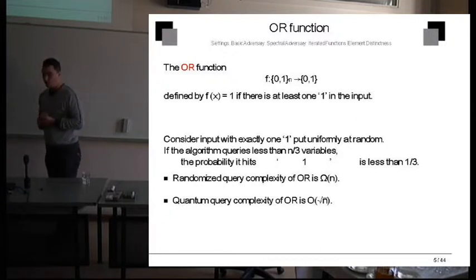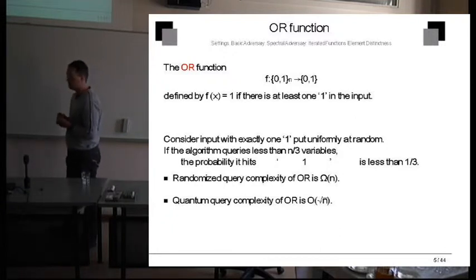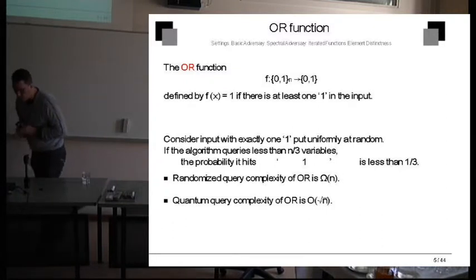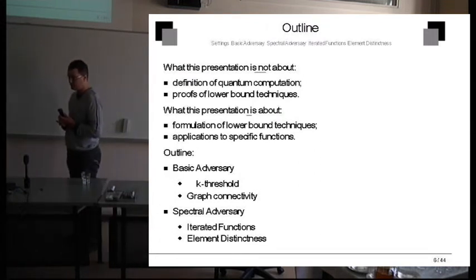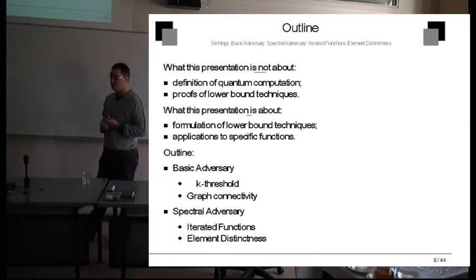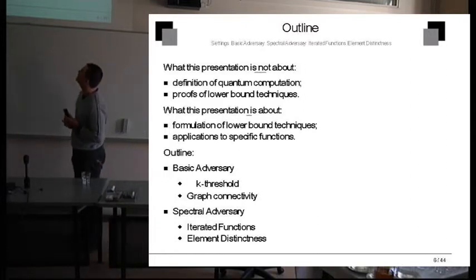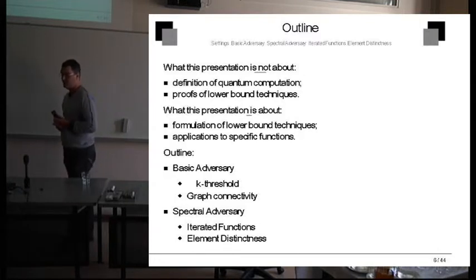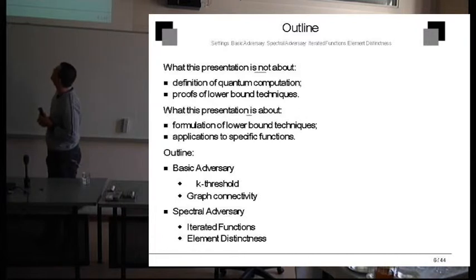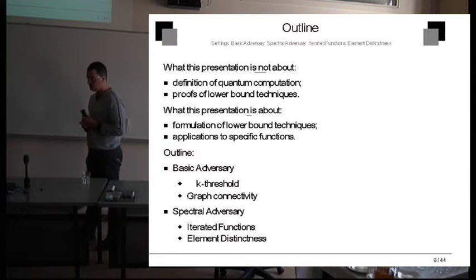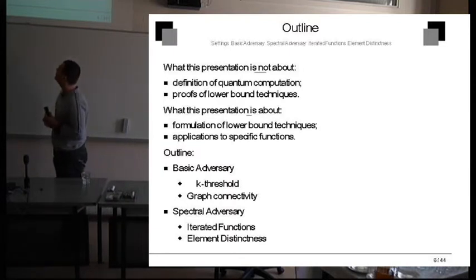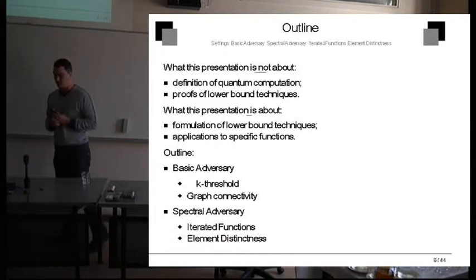And we are mostly going to consider lower bounds for quantum complexity. So this presentation is not about a rigid definition of quantum computation, which we have seen today, so I won't talk about that. And it is neither about proofs of lower bound techniques, how they are proved. It's reasonable, because if I'm not talking about how the device computes, how can I prove a lower bound? So what this presentation is about is the formulation of these lower bounds, how they look like, and examples, applications of these lower bound techniques to specific functions.